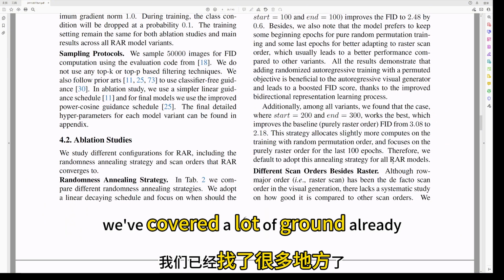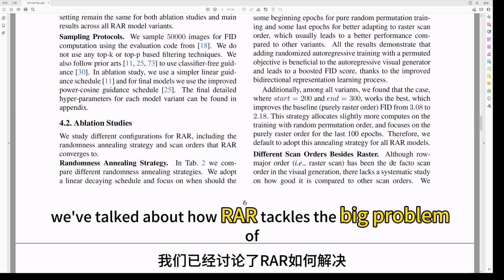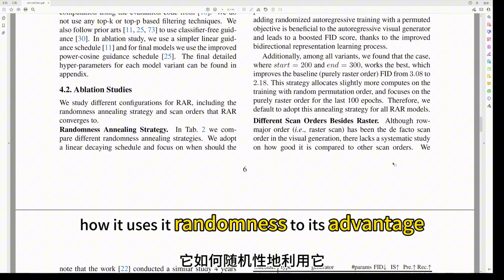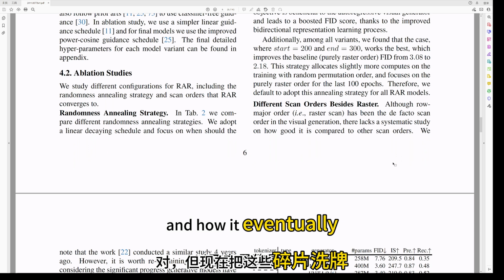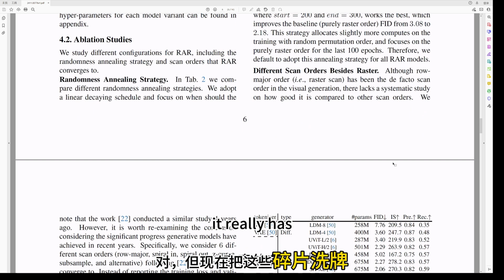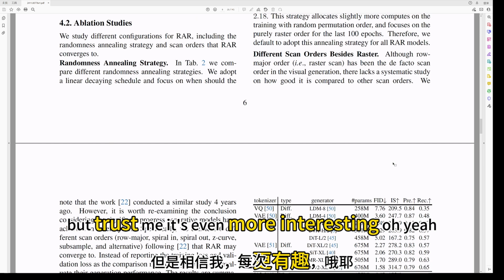But seriously, folks, we've covered a lot of ground already. We've talked about how RAR tackles the big problem of understanding images, how it uses randomness to its advantage, and how it eventually transitions to that more structured approach. It's been a wild ride. It really has. But trust me, it's even more interesting.